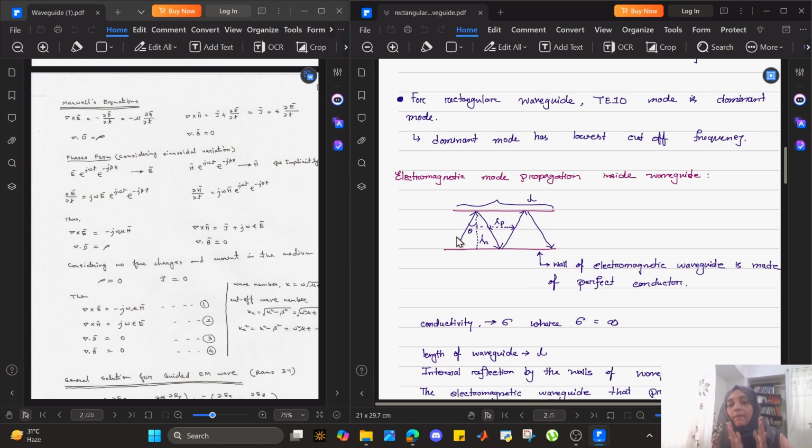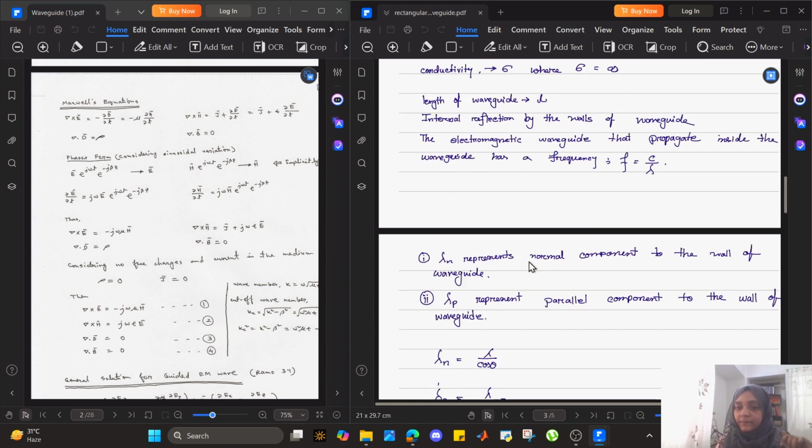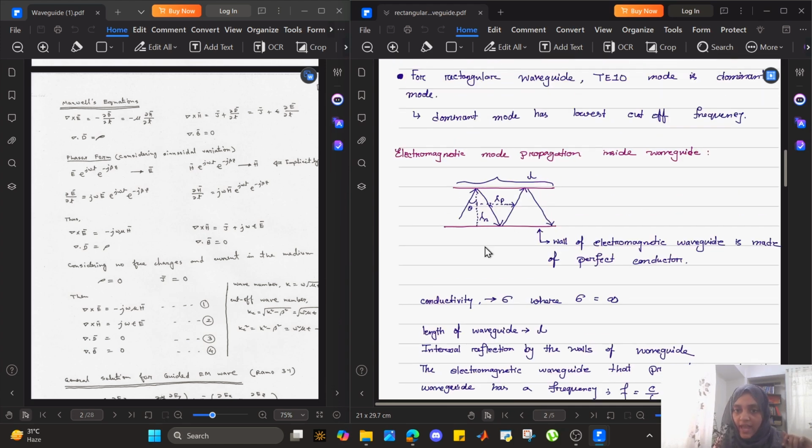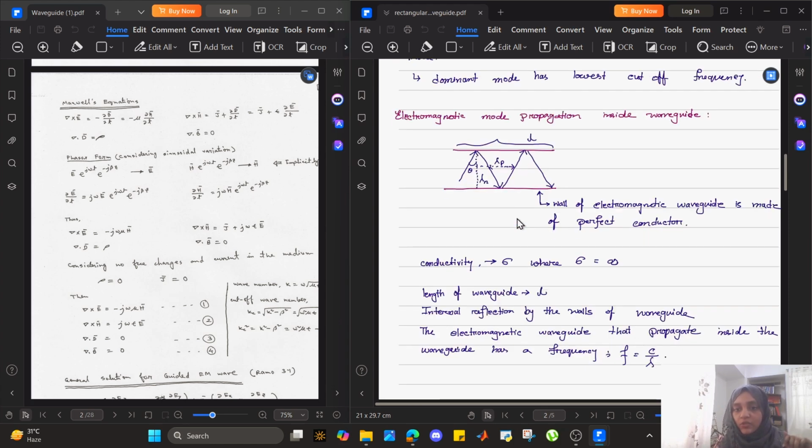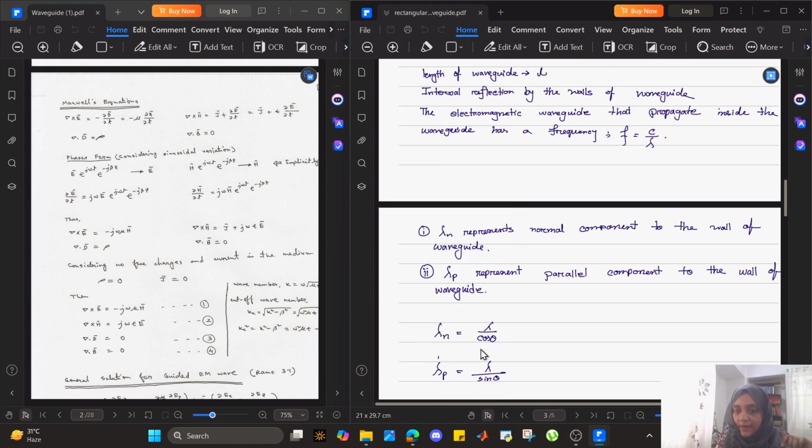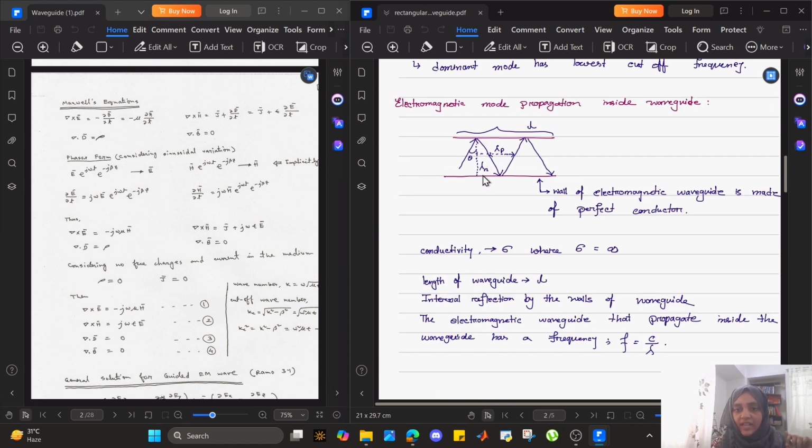When light passes through the waveguide, it passes at an angle, denoted as theta. If the light passes at angle theta, there are two components of the incident light, that is lambda p and lambda n. Lambda p is the parallel component, and lambda n is the normal component. This is lambda n, and this is lambda p, the parallel component of the waveguide. From this we can say lambda n is equal to lambda by cos theta and lambda p is equal to lambda by sin theta. These are some of the incident light terminologies.